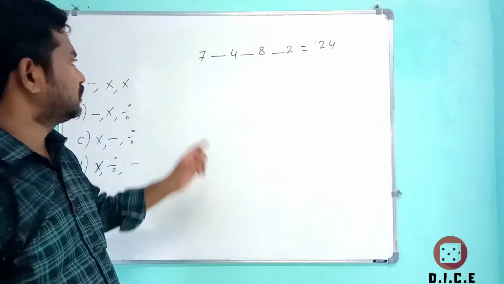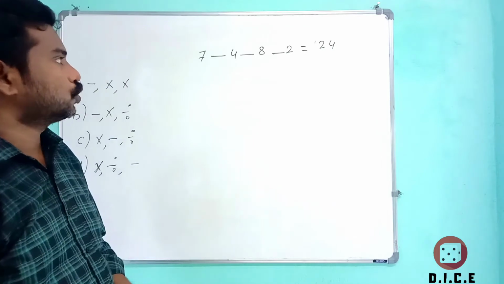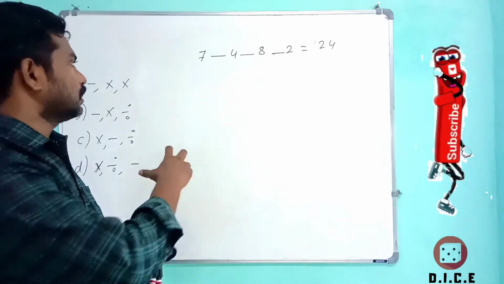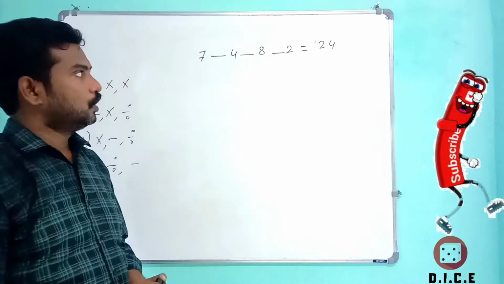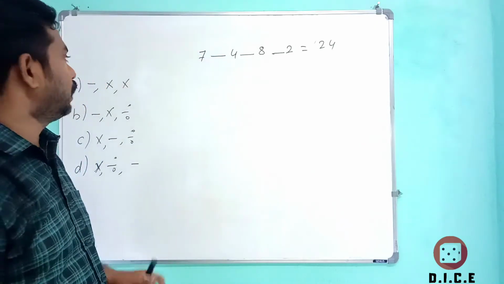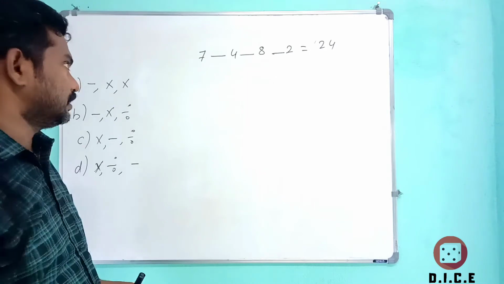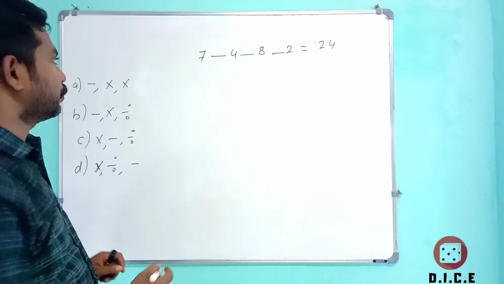So if you see the next question, 7 dash 4 dash 8 dash 2 is equal to 24. What symbols should be inserted in the spaces to make it 24? So I am taking from the options. Now let us consider option A is your right answer.